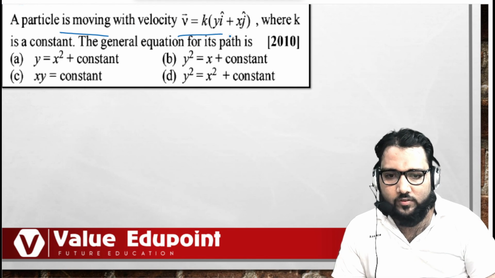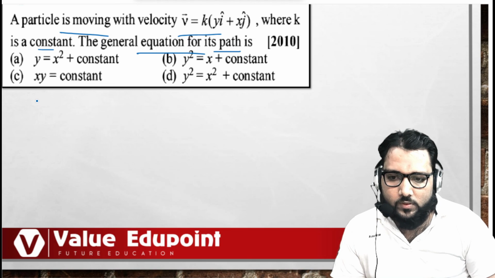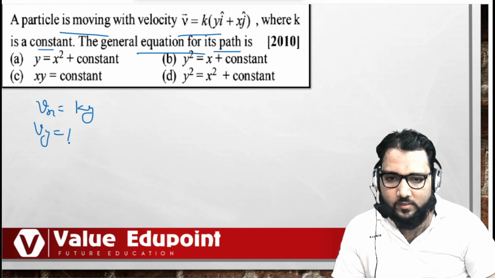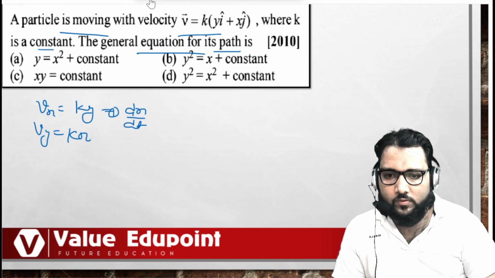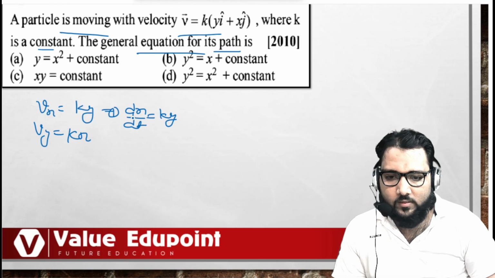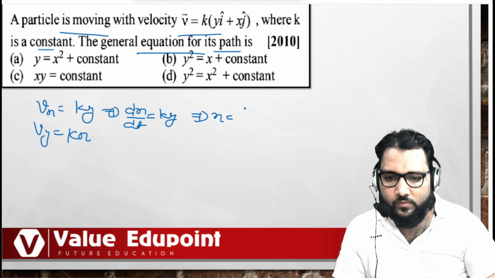A particle is moving with velocity, where k is a constant; the general equation for its path is asked. So we know the velocity in the x direction is ky, and the velocity in the y direction is kx. We can write the x direction velocity as dx by dt equals ky. Again, we will take y as a constant, so this will give x equals kyt plus some constant c1.